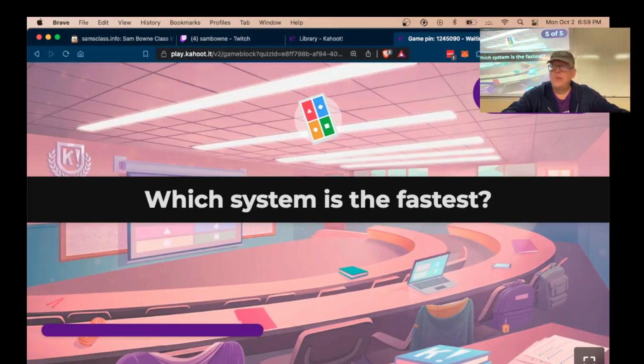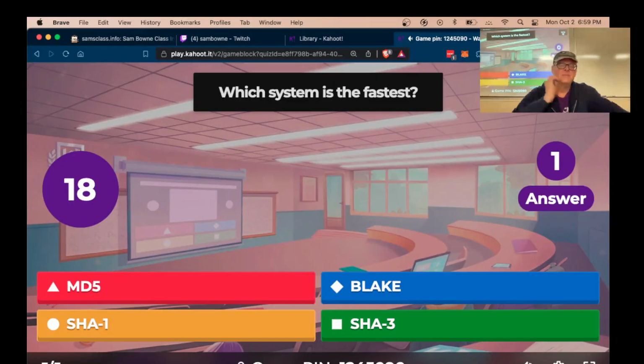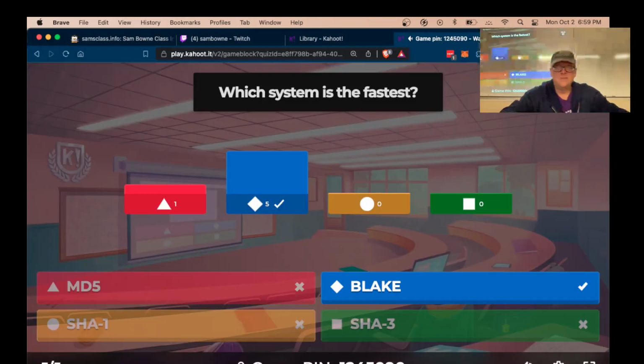Which one is the fastest? Blake, by far the fastest, probably the best, but not officially approved.